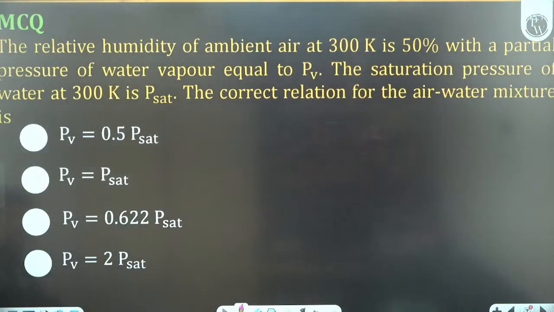So the question says the relative humidity of ambient air at 300 Kelvin is 50% with a partial pressure of water vapor equal to PV. The saturation pressure of water at 300 Kelvin is P saturated. What is the correct relation for the air water mixture? So what is the relation between P saturation and PV? Quickly calculate.